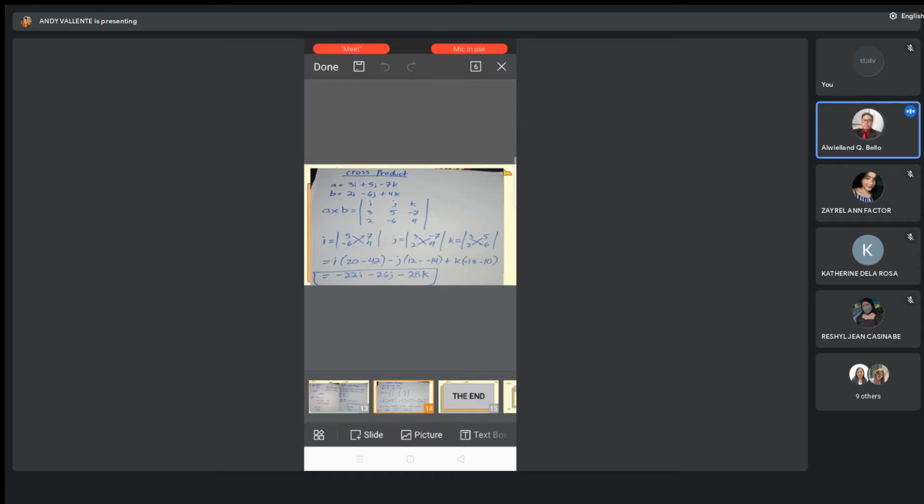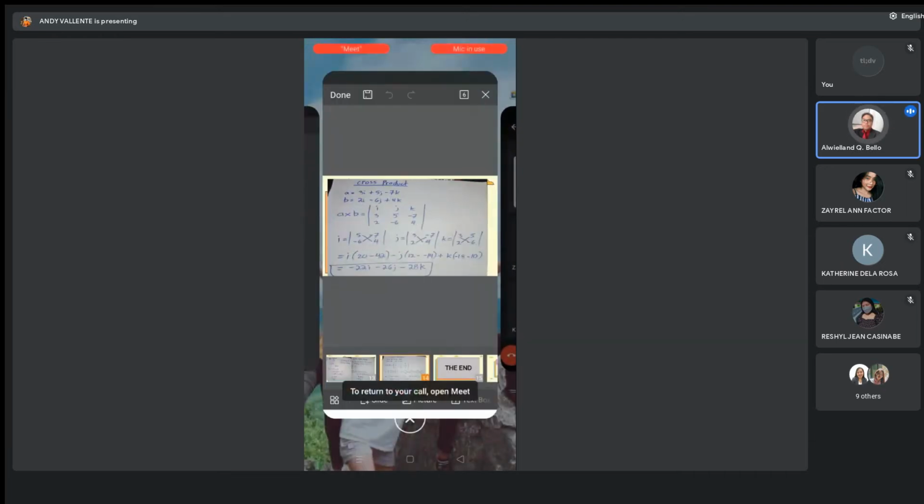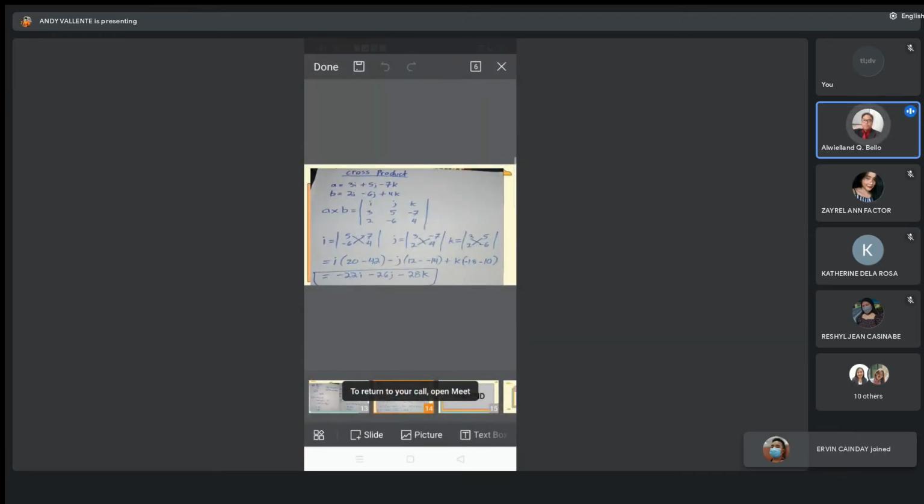Nakuha niyo yung class? Yes, sir. By the way, class, are you familiar with this kind of mathematics? Matrices? Naabot ba ninyo sa inyong senior high?